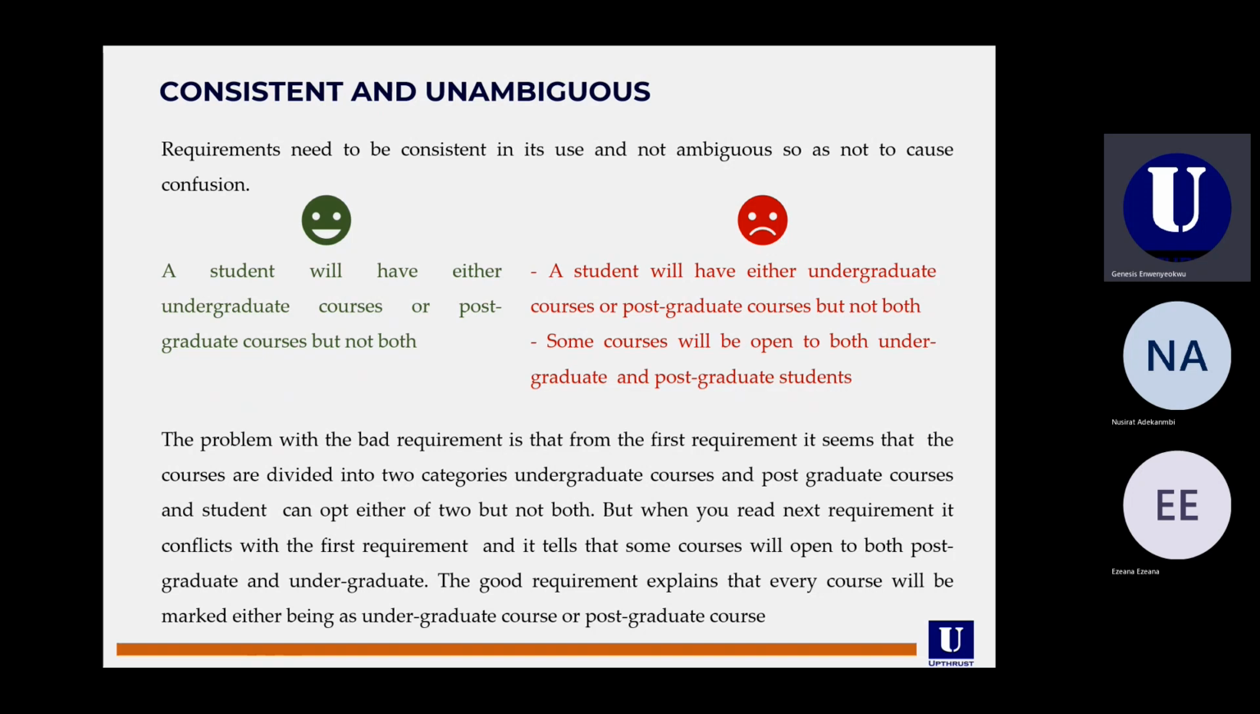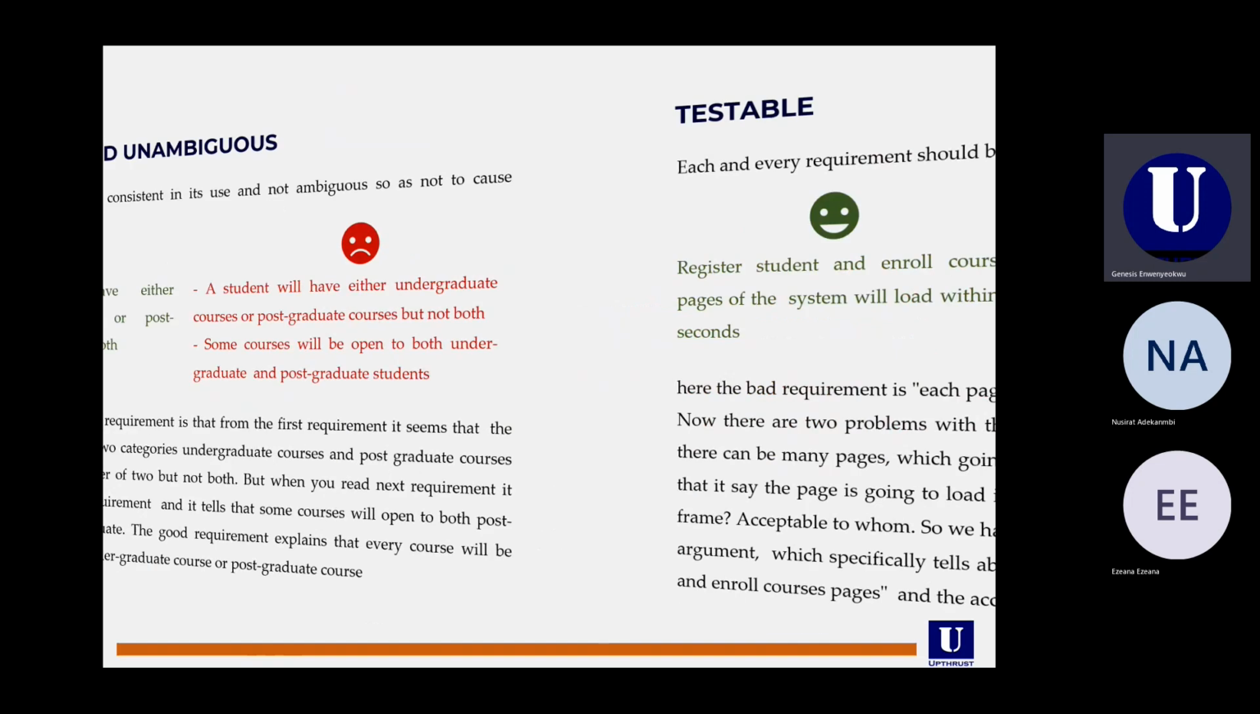A good requirement will be that students will have either undergraduate courses or postgraduate courses, but they can't have both. So you are clear that they can have one or the other, but they can't have both of them together, rather than stating it here and then going again to annul your statement in another requirement.